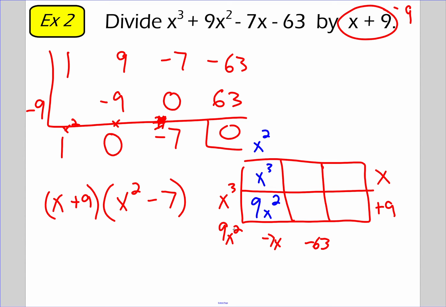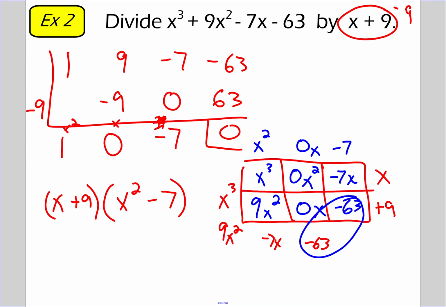Now I go through 9 times that, 9x squared. Well, hey, it already is that, so we have 0x squared here. 0 times that, boom, 0x. Okay, those should add up to be negative 7, so this has to be negative 7x. This tells us that has to be negative 7, and we multiply, we get negative 63, which is what it is, right? So since these ones come out to be the same, it tells us that we got it correct.